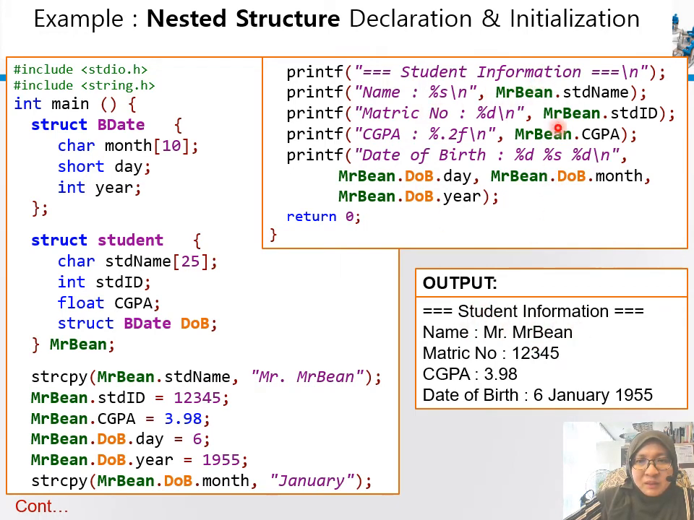You have Mr. Bean, and then you have a number, 12345. CGPA 3.98, and the date of birth is taken from this bdate structure: the day, the month, and the year. Hope it's explained how you declare and initialize a common structure, and how you declare and initialize the nested structure.